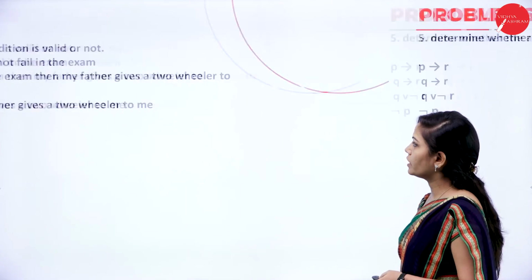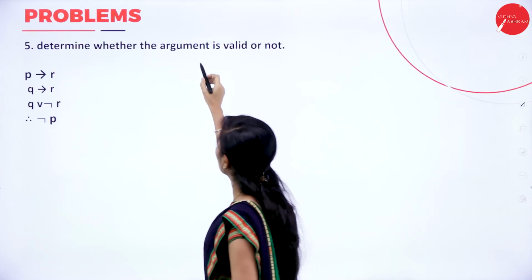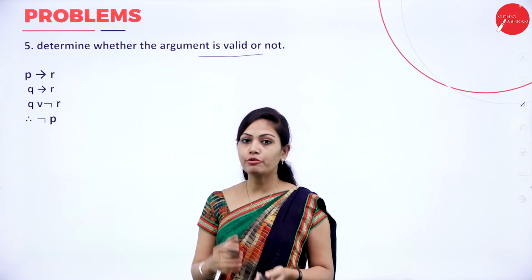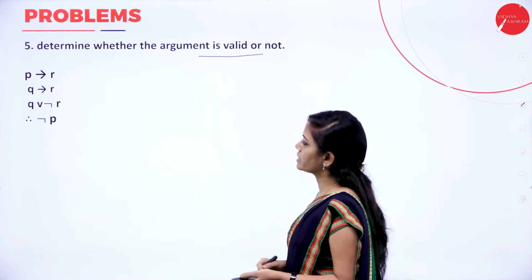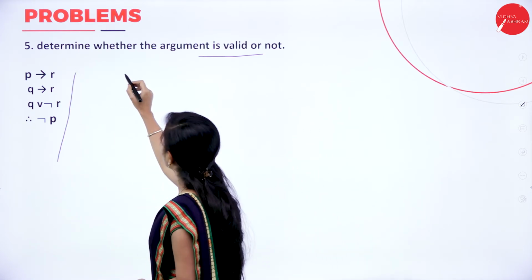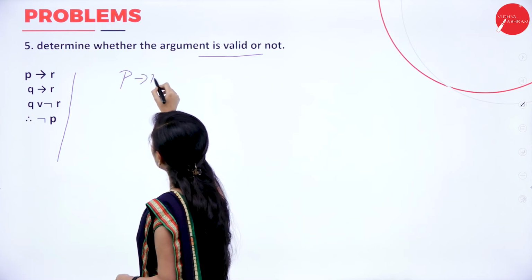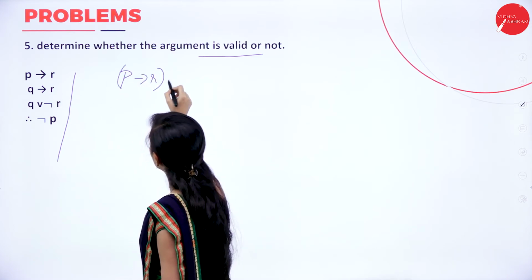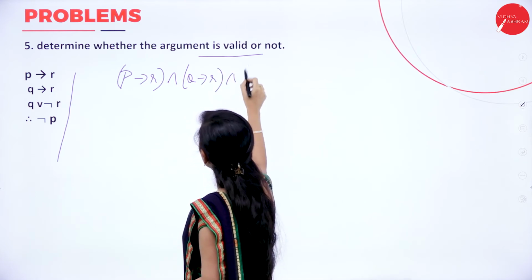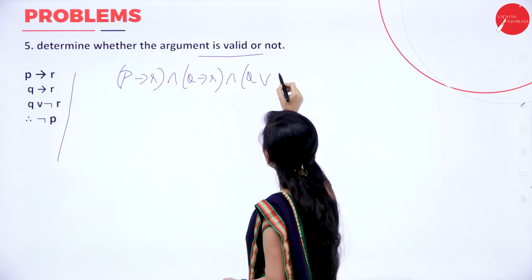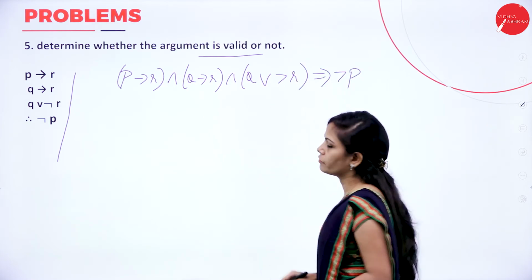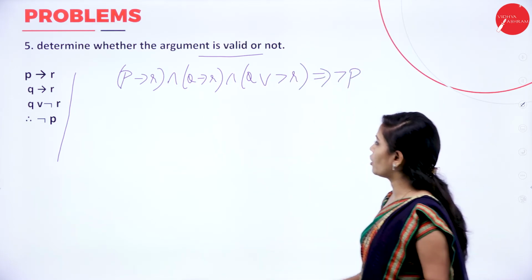And the next one we have, determine whether the argument is valid or not. They have given the tabular form. We have to find whether it is a valid statement or not. So first I will write the argument. P implies R and Q implies R and Q or negation R implies negation P. We have to find whether it is valid or not.